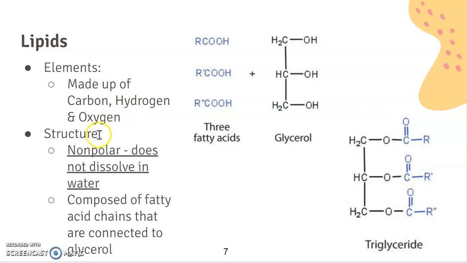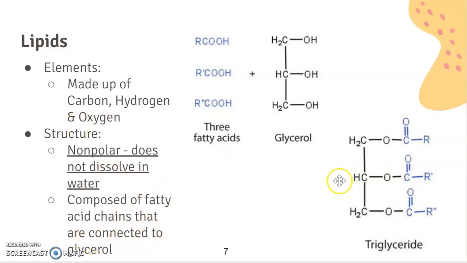All right. The structure here is it's nonpolar, just meaning that it doesn't dissolve in water. Think about whenever you have olive oil and then you pour it into water, they're not going to mix together because it doesn't dissolve. It kind of sits on it like an additional layer. So lipids is going to be nonpolar. Again, it doesn't dissolve. And it's composed of fatty acid chains that are connected to glycerol.